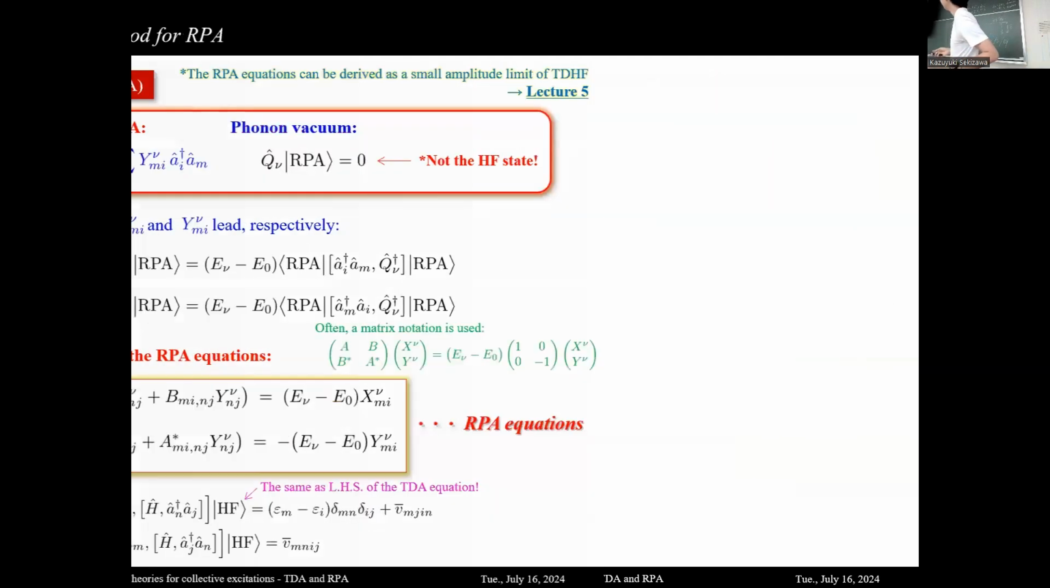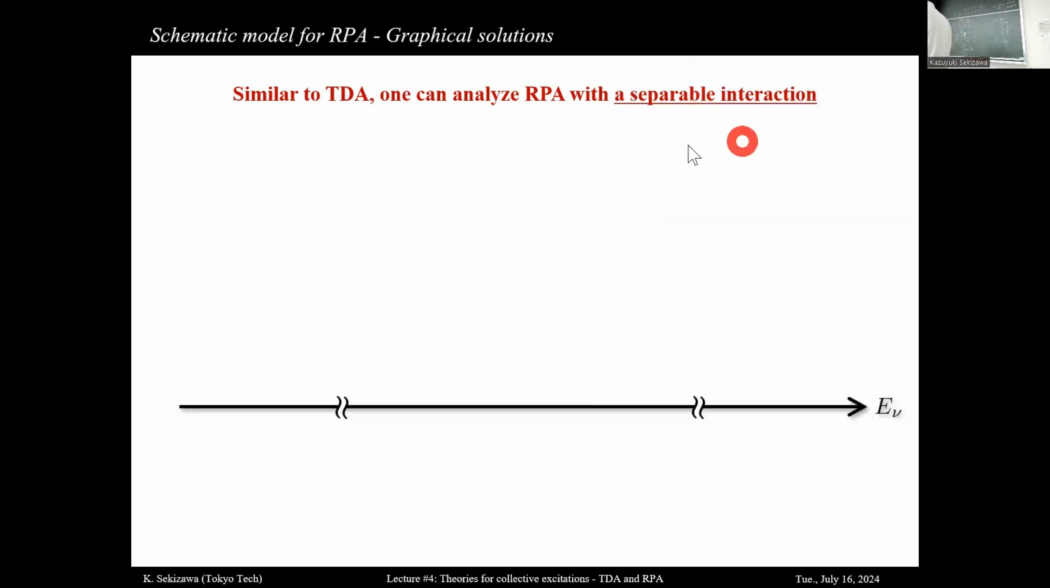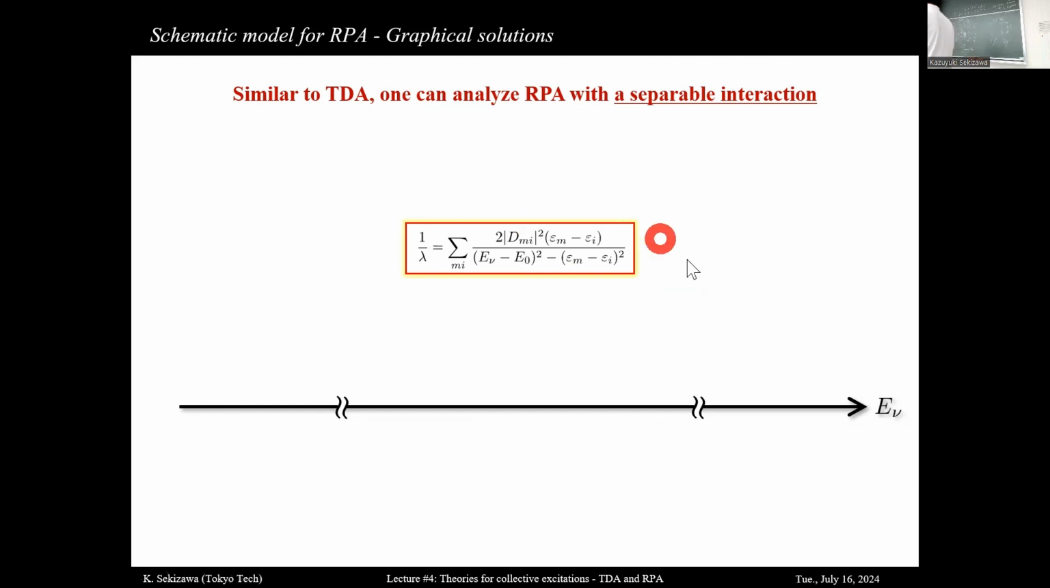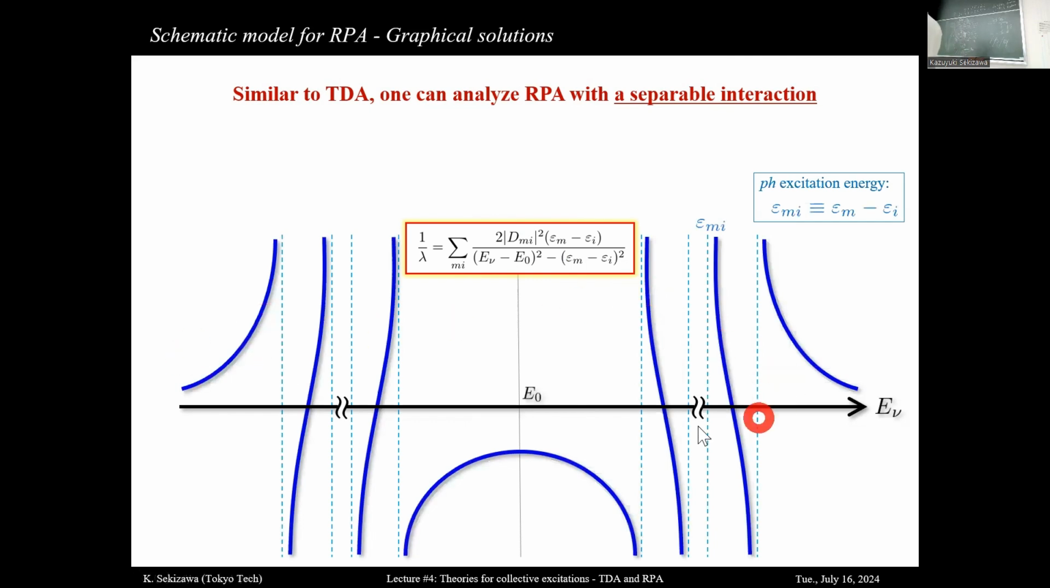Okay, so now let's see again the graphical interpretation of this RPA equation. Again, we assume the separable form of the interaction to simplify the discussion. Here I draw the excitation energy. This is the RPA equation with separable interaction, where V bar is lambda times D D star. So we use separable interaction, and this is how it looks.